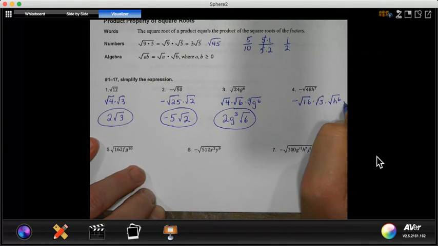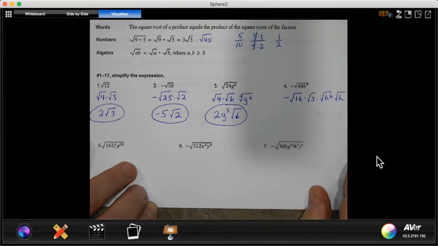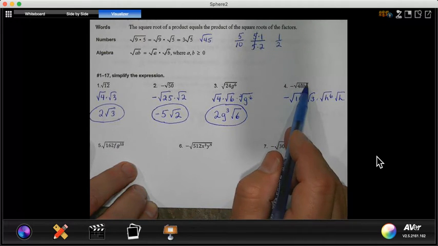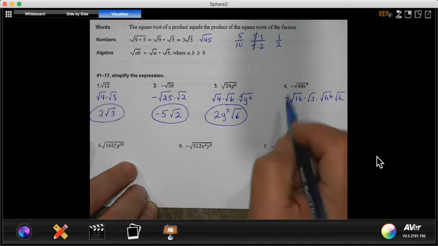And that leaves me with 1 h left. That's because I counted to 7. You see that? So I'd break it apart as 48 is 16 times 3, and I broke the 7 h's as 6 and 1. Now you pull out everything that's perfect. So I've got the negative.